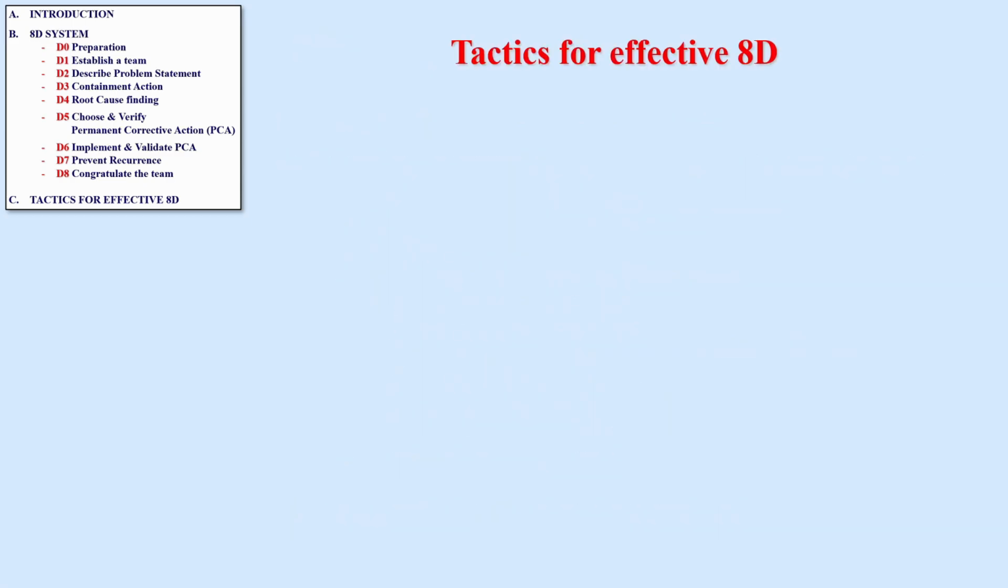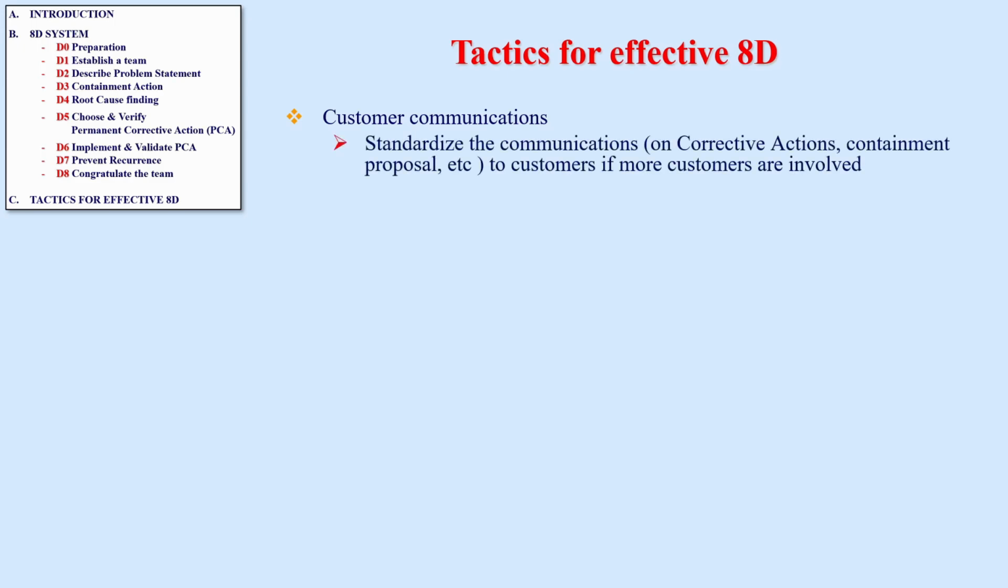Before we end the full training, allow me to share with you some tactics to drive effective 8D. If it is an external issue, effective customer communication is one of the critical parts of the damage control plan to win back the trust of the customer. If the issue impacted multiple customers, standardize the communications as much as possible, especially on corrective actions and containment proposal. Always communicate through the same channel or same person.